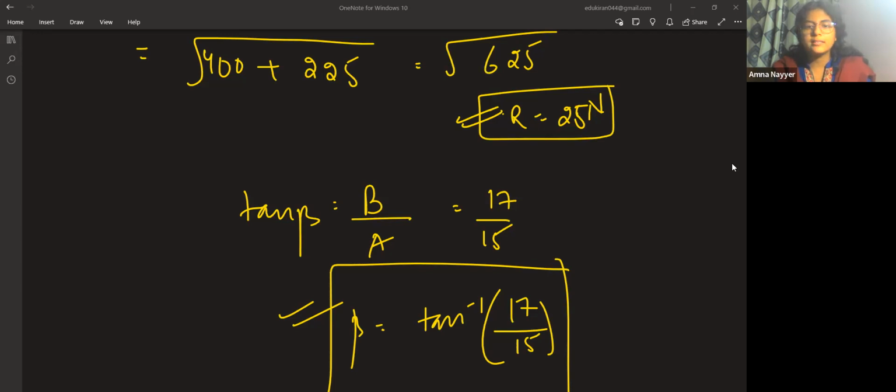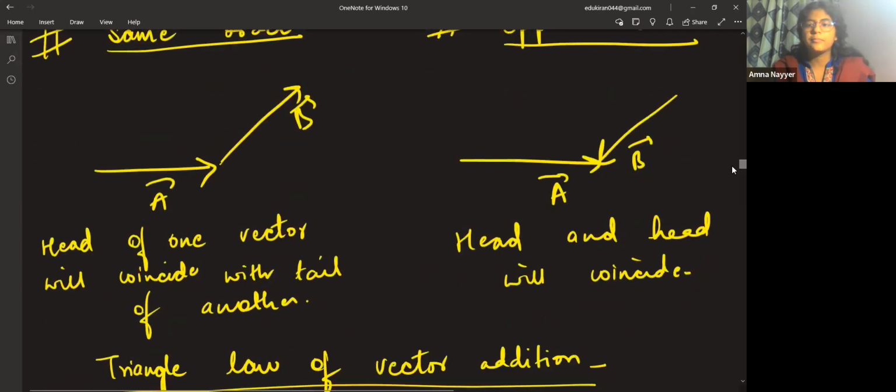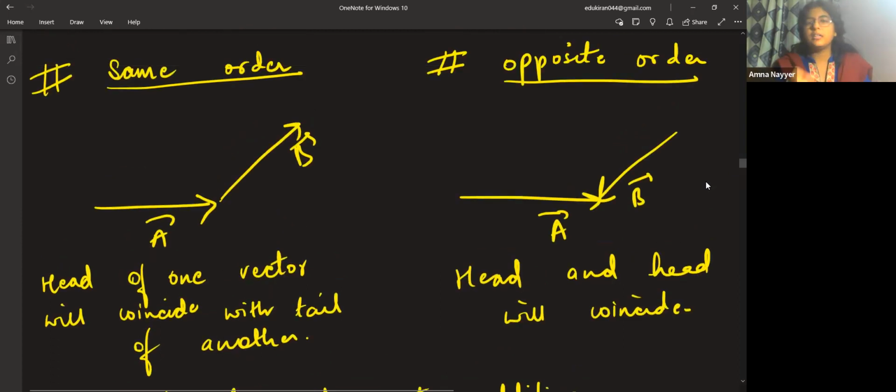Look class, after this, just remember two terms that will be used often: vectors which are in the same order and vectors which are in opposite order. Same order means one head is coinciding with the tail of another: head, then tail, then head, then tail. If two tails are coinciding or two heads are coinciding, that means they are in opposite order.